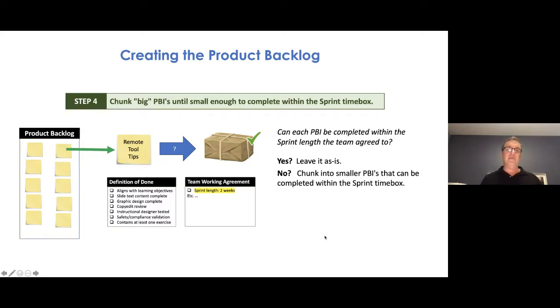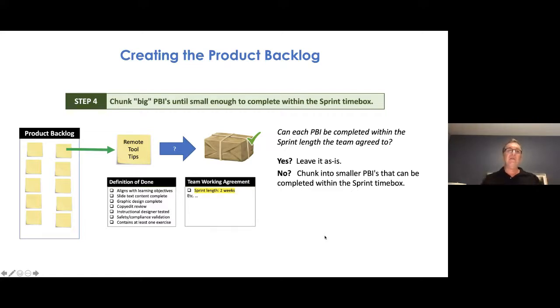That's where the definition of done comes in, which is shown below the sticky there. This is our checklist of completion criteria for each and every learning module that I built in the context of this organization. But I also have to look at my team working agreement and our established agreement on what our sprint duration is going to be. If our duration is 2 weeks and I have to satisfy all of these tasks in the definition of done, can I do that? Can I accomplish all of this within a 2-week time frame?